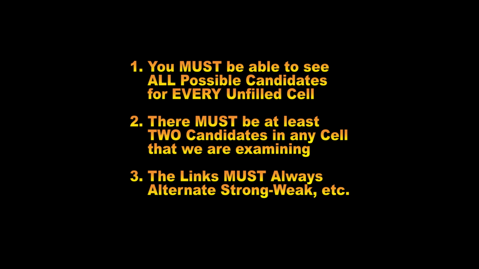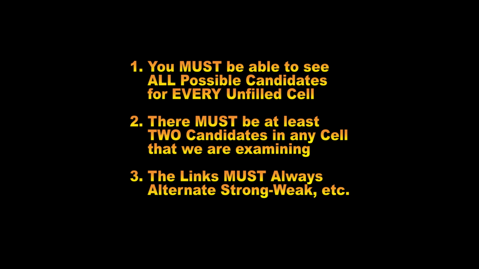Second, we need to realize that in all 7 of these configurations, there has to be at least 2 candidates in the cell we are examining. Because if there is only 1 candidate remaining in a cell, it is a naked single, and you can just enter it straight away without fooling around with any of this stuff.